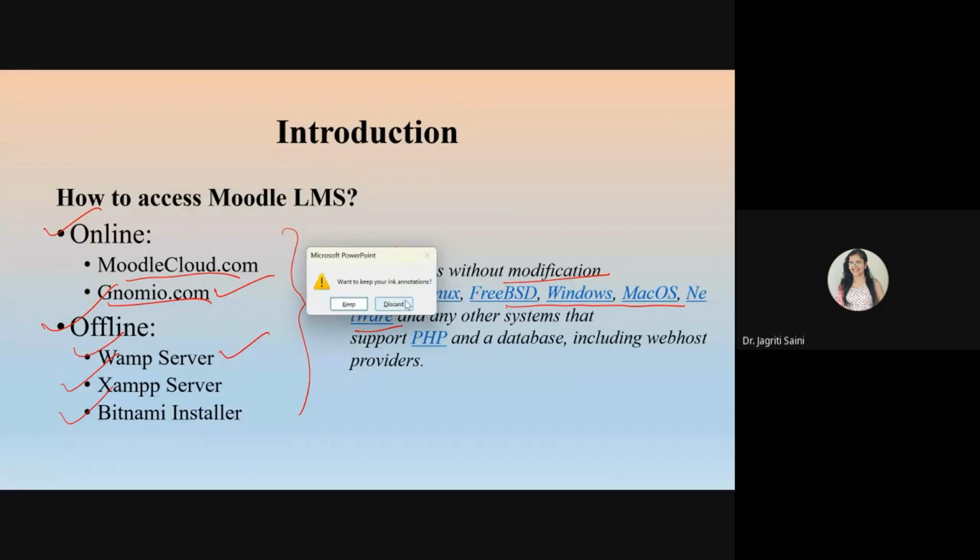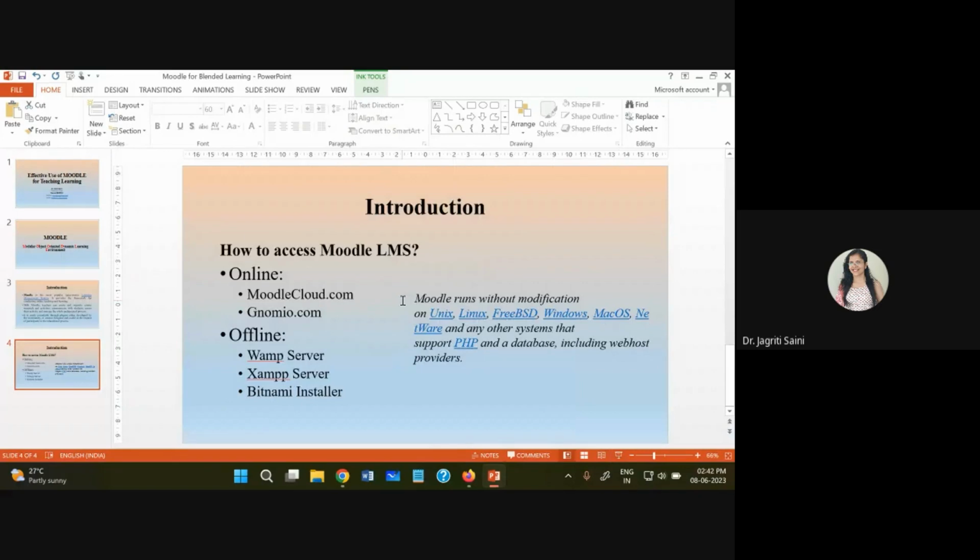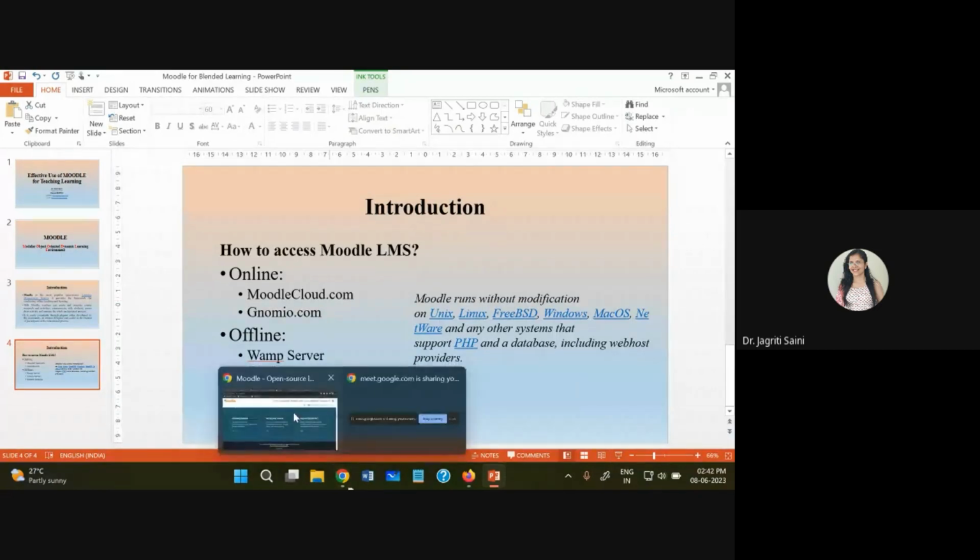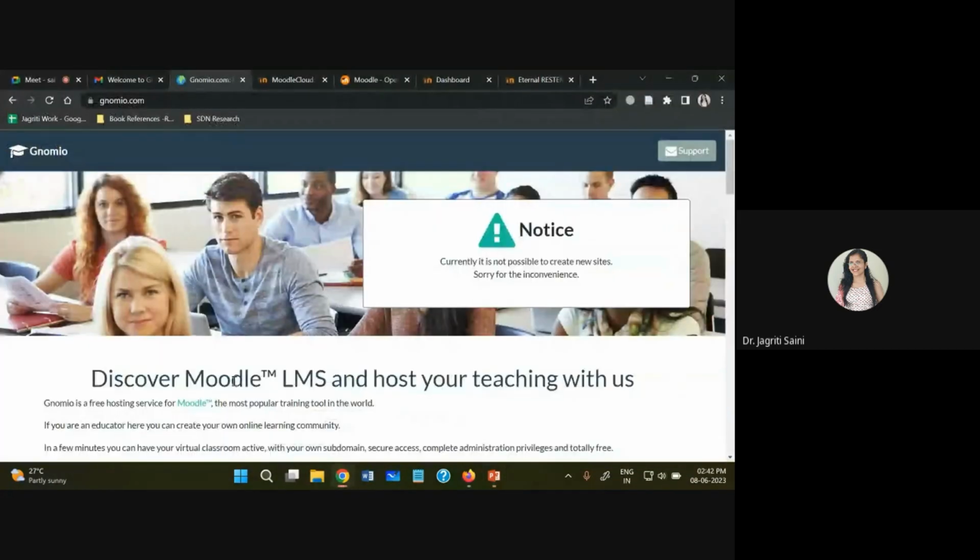So starting with the implementations, what options we may have. First of all, this is the Genomio website that you can use for creating your Moodle platforms. And maybe their server is down today, so they have updated a notice saying that currently it is not possible to create any new site. When there are some updates going on behind, at that time this notice appears over here. But after a few hours or maybe a day, you may get the option to create your website over here.